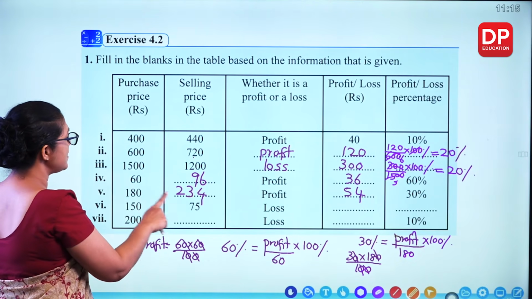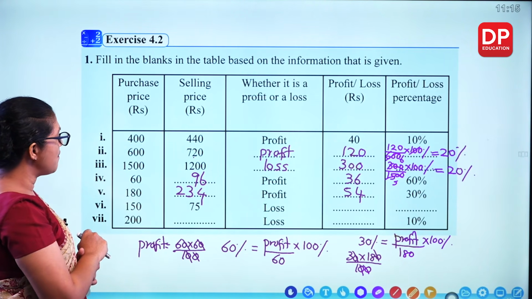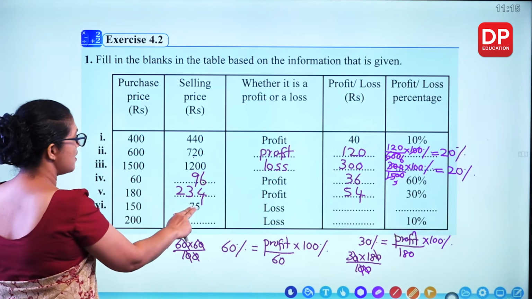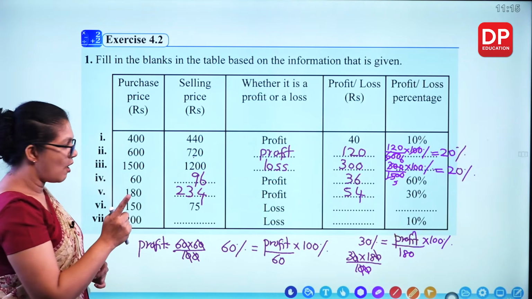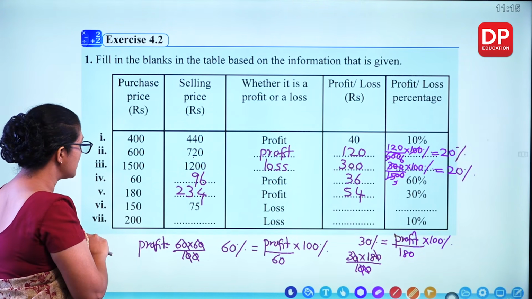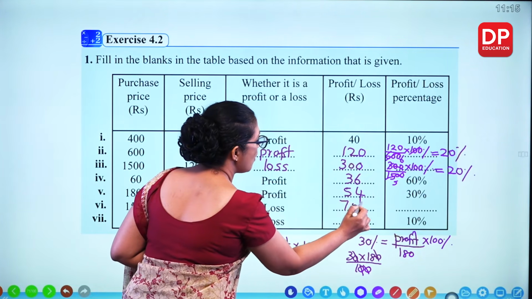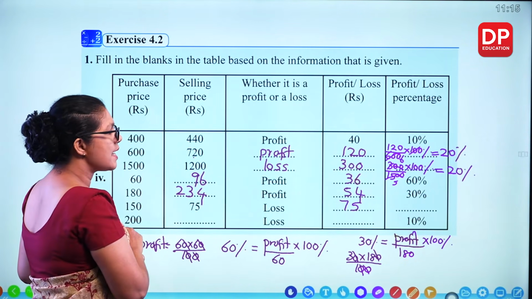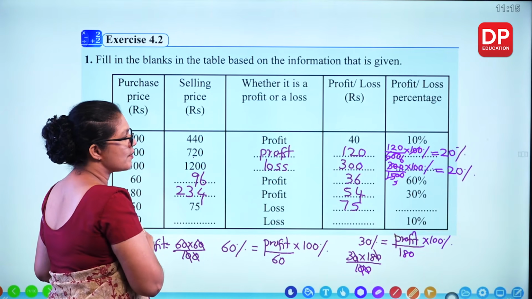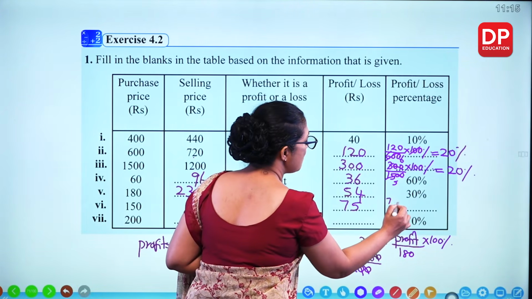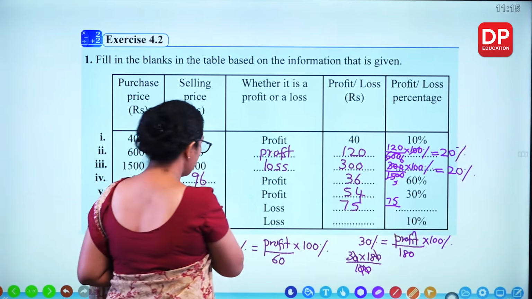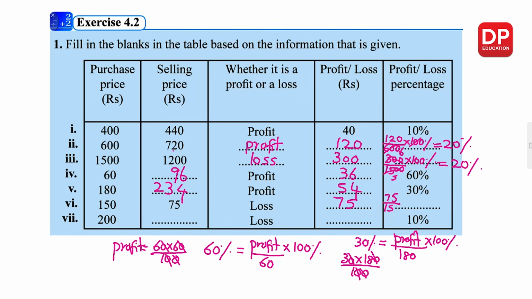150 is the buying price and selling price is 75. So this is lower than that. So this is a loss. So what's the difference? You get 75 is the loss value. As a percentage, how can we calculate the percentage? 75 divided by the buying price into 100. 50%.